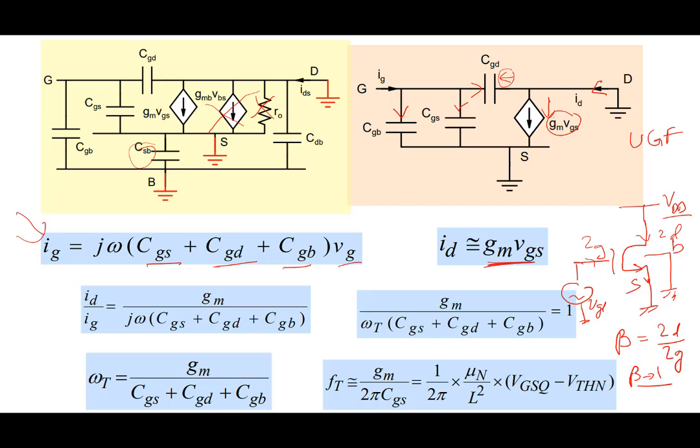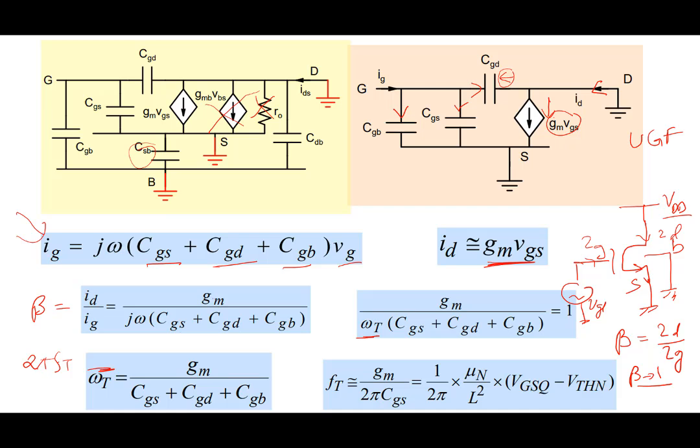And then you take the ratio of the 2, ID by IG, so you get beta. And then you find out when this current gain goes to 1. Well, the current gain will go to 1 when this ratio is equal to 1, GM by omega times the capacitance equal to 1. So that's what we are calling the unity gain frequency. So we get omega T equal to GM divided by CGS plus CGD plus CGB. And so finally we get this omega T is nothing but 2 pi FT.